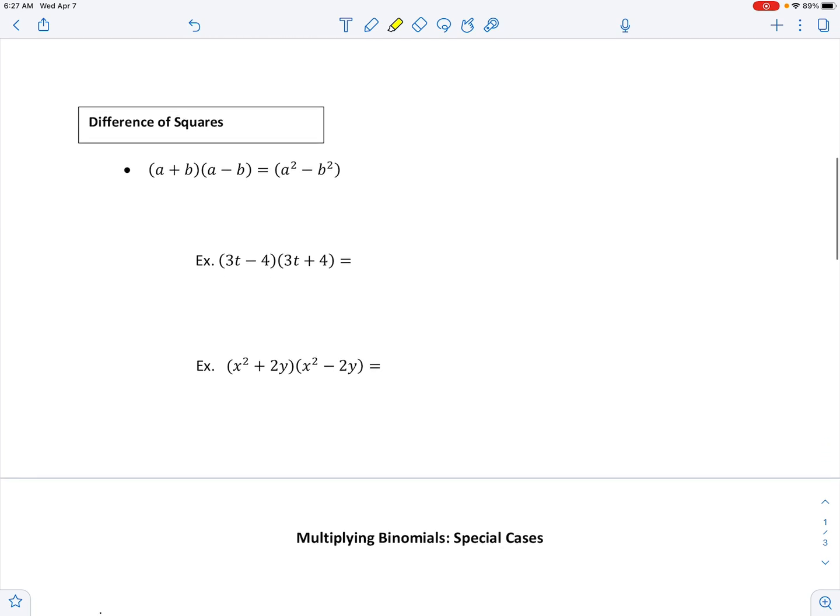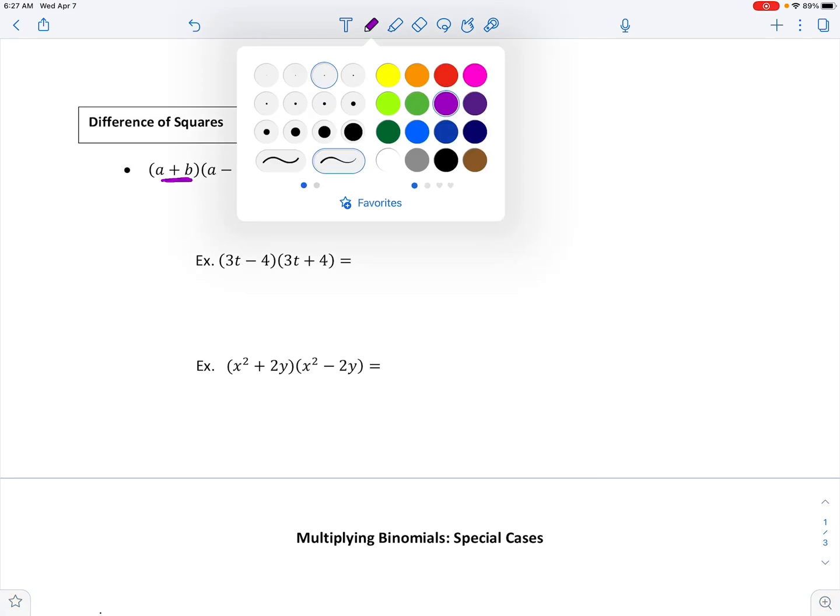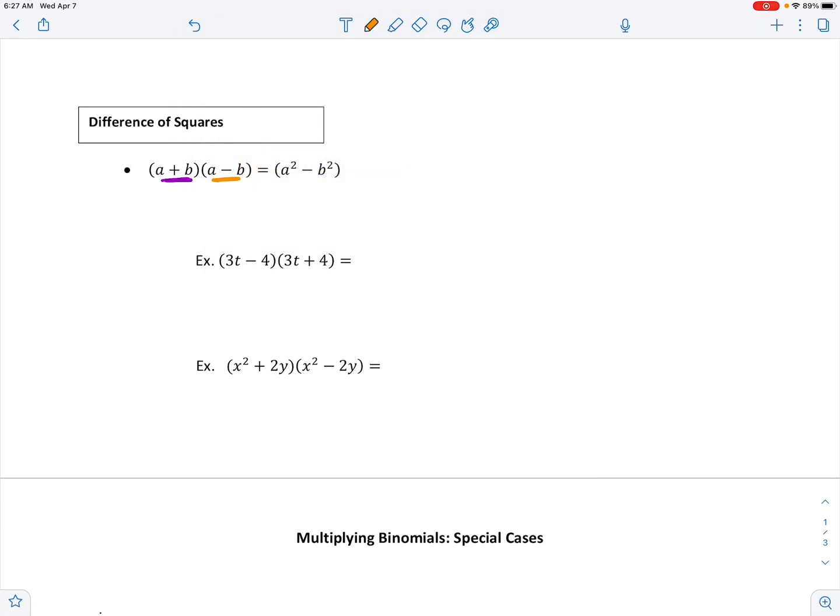All right, now we're going to go through difference of squares. A difference of squares is when we have opposite signs here. We don't have a plus b times a plus b or a minus b times a minus b. We have a plus b times a minus b, which creates this difference of squares here: a squared minus b squared. All right, and how do we know that?